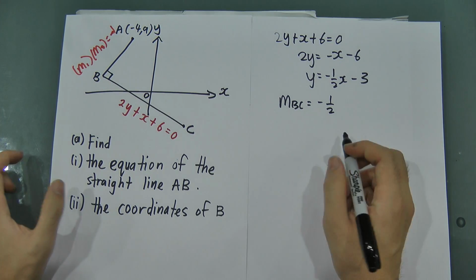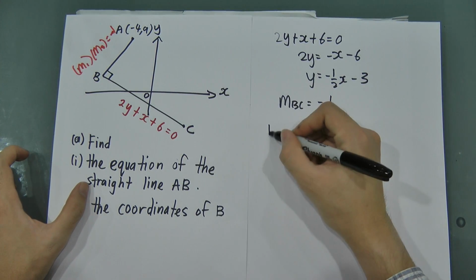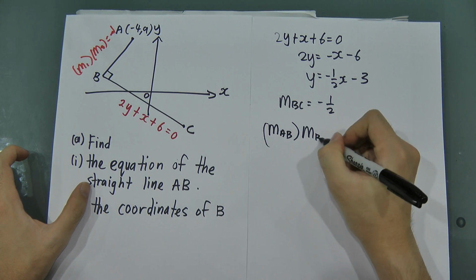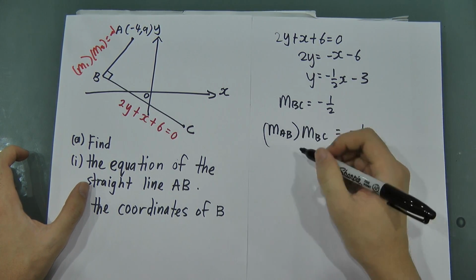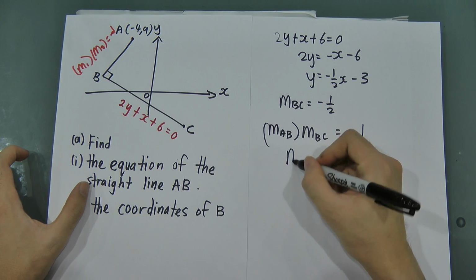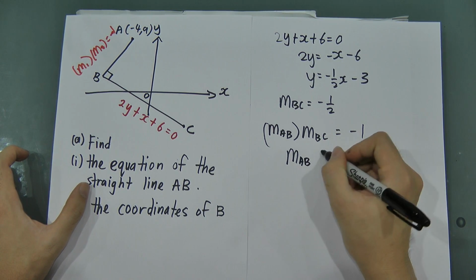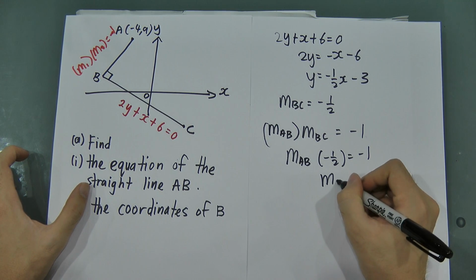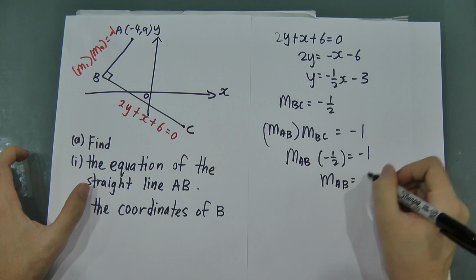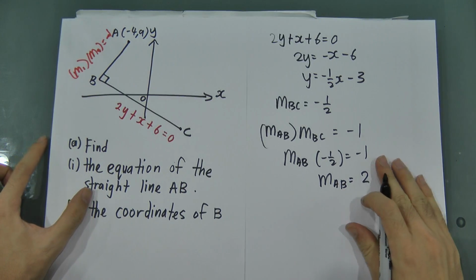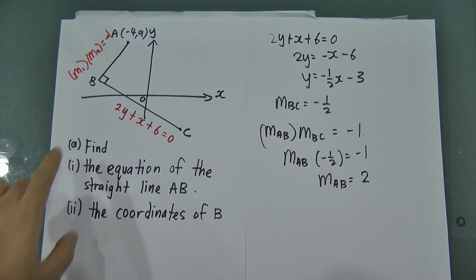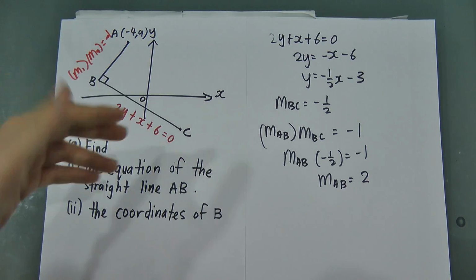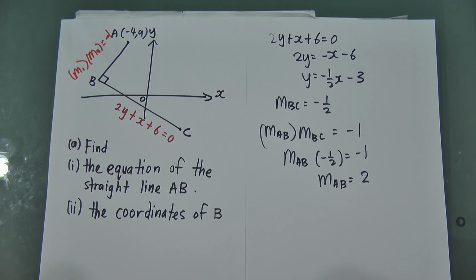Then I want to find the gradient of AB. The gradient of AB multiplied by the gradient of BC will give me -1. So the gradient of AB times -1/2 equals -1, so the gradient of AB equals 2. Now I know the gradient for AB already, and I have one coordinate, so I just put it in the formula and I can easily get the equation of AB.